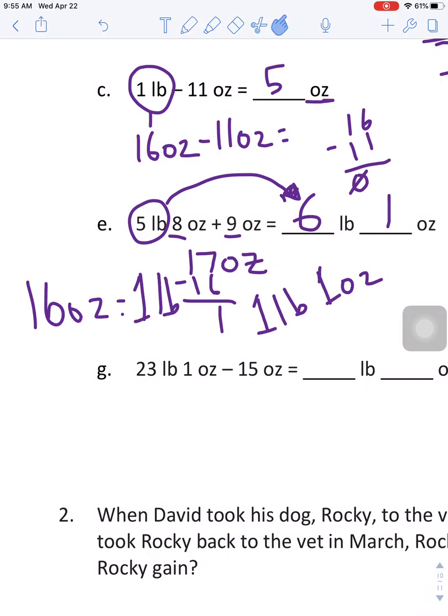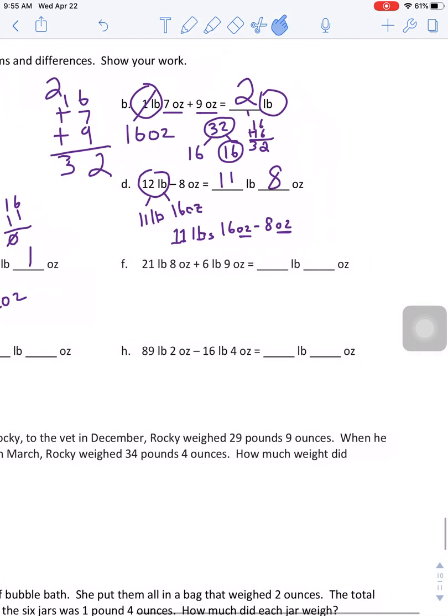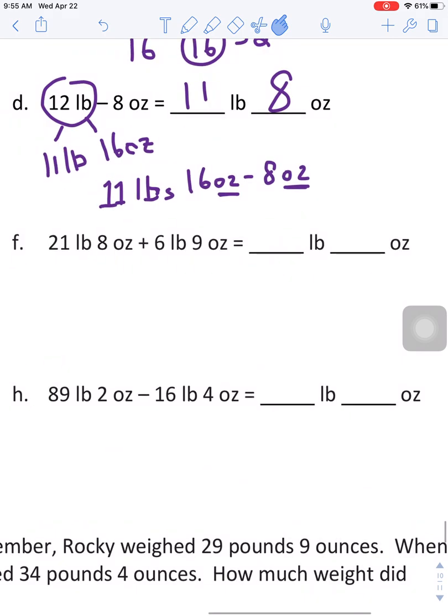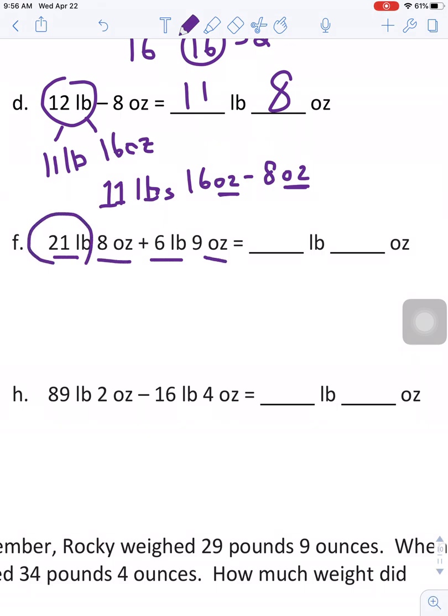Not so bad. Let's take a look at our last one that we're going to practice with. 21 pounds, 8 ounces, plus 6 pounds, 9 ounces. Okay. Well, let's start out by adding our like units. So I'm going to add my pounds, and I'm going to add my ounces. So I'll add my pounds first. 21 plus 6. That equals 27.